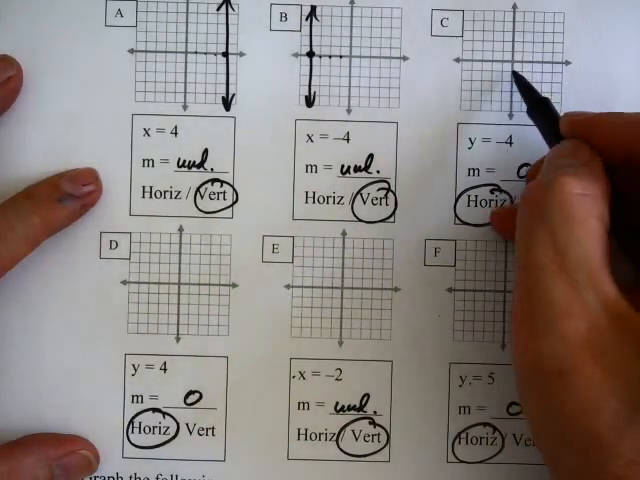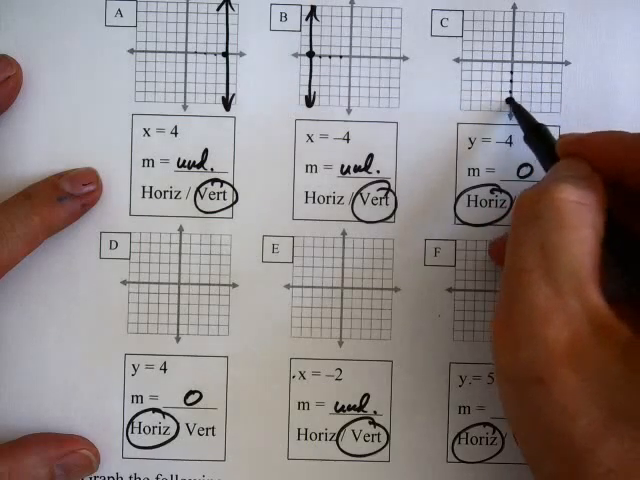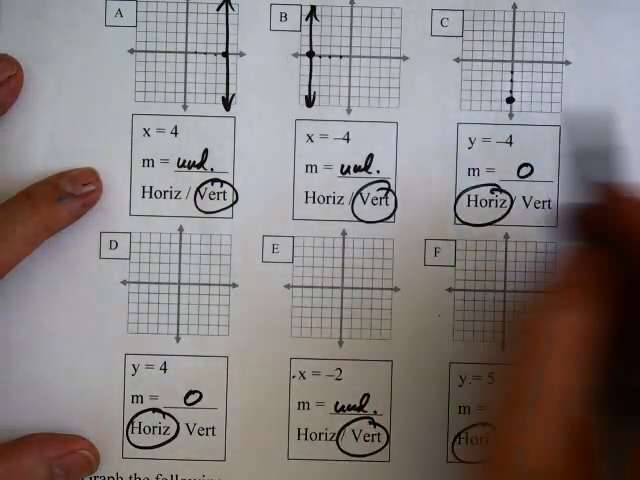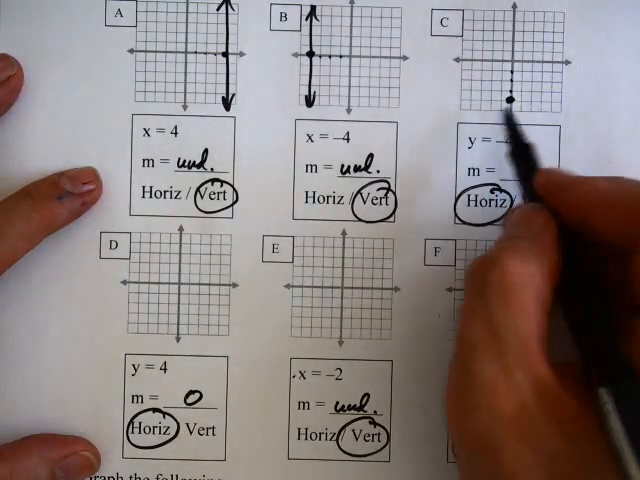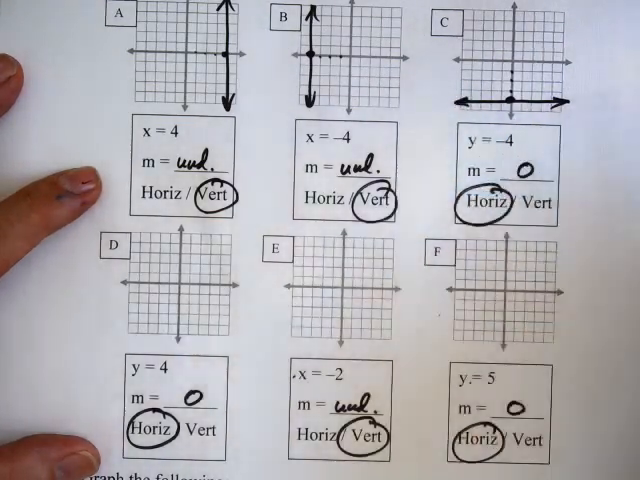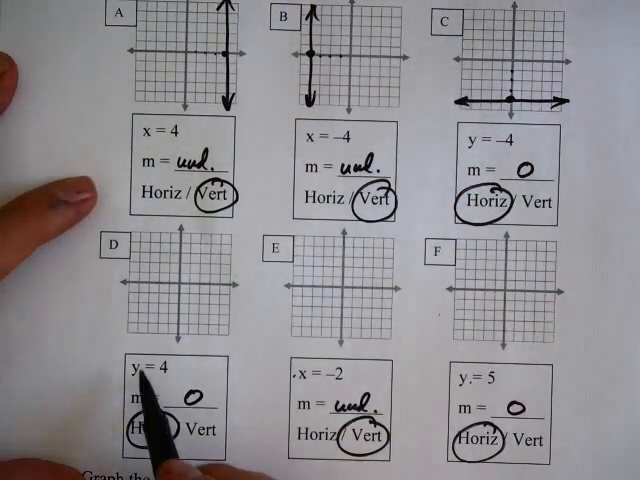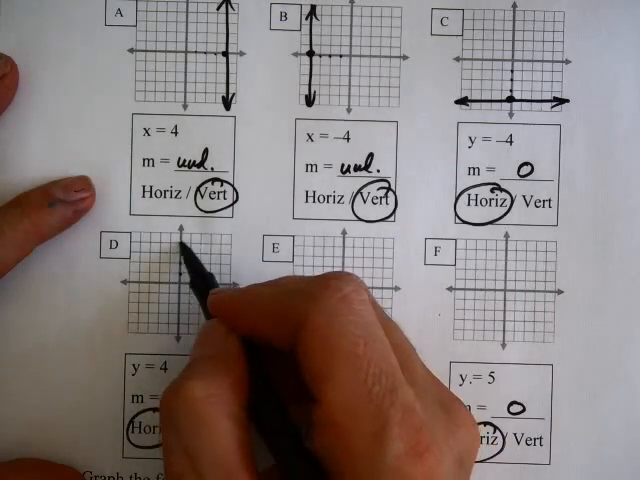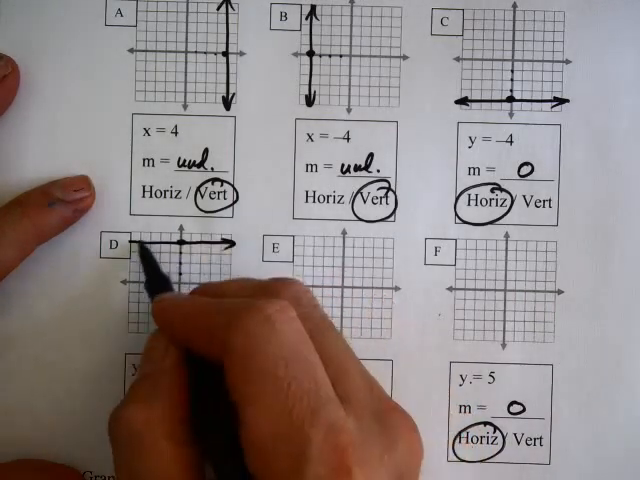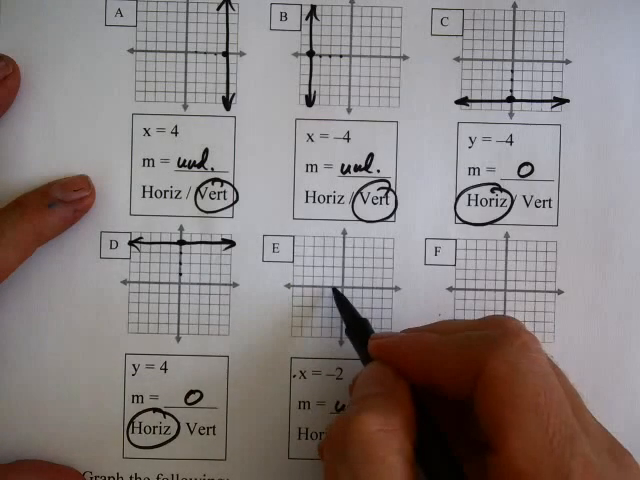Alright, here we go. Y equals -4. 1, 2, 3, 4. What kind of a line would make sense to draw right now? Horizontal or vertical? Horizontal, man. Okay? Same down here. Y is 4. 1, 2, 3, 4. Horizontal. X is -2. 1, 2.